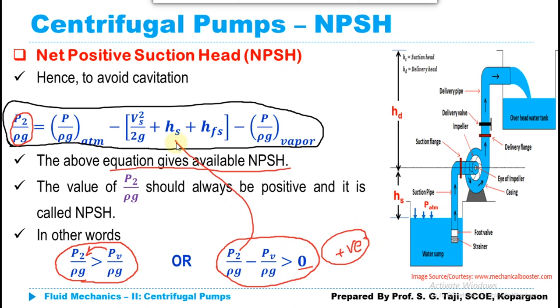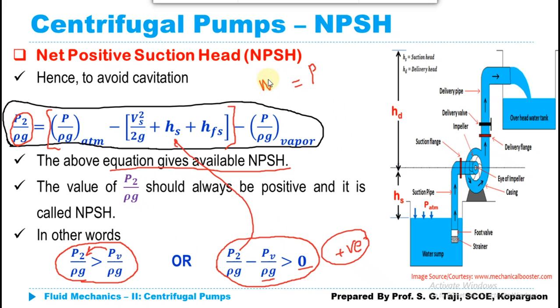That means that it should be positive, and if it is positive, we can avoid the cavitation, and the value of this P2 will be given by this expression, and this P2 will of course be less than the atmospheric pressure, but it should be greater than this PV upon rho g.